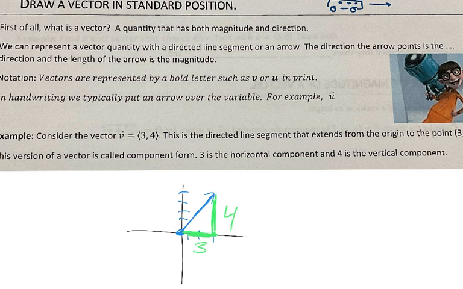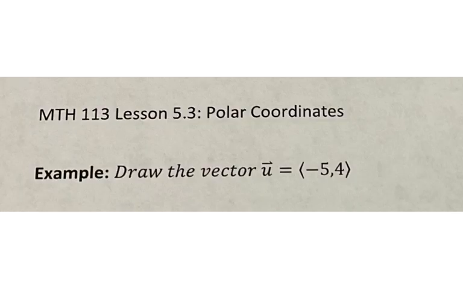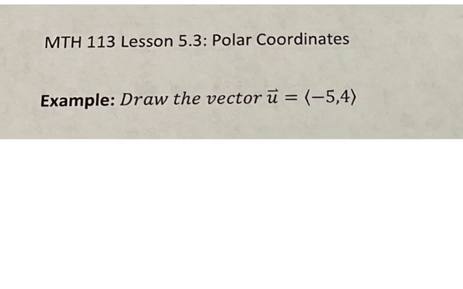Any questions about this component form of a vector? So that just works like everything else we've been doing, right? Not anything crazy. So moving to the next one, can you draw vector u, which should be ⟨-5, 4⟩ when in component form? Is everybody done?